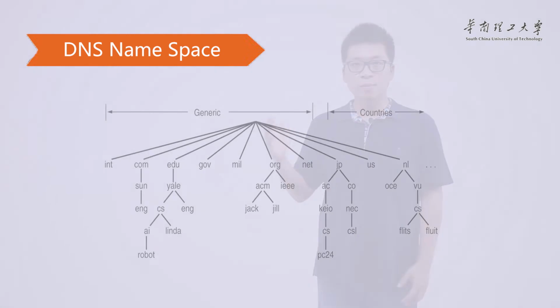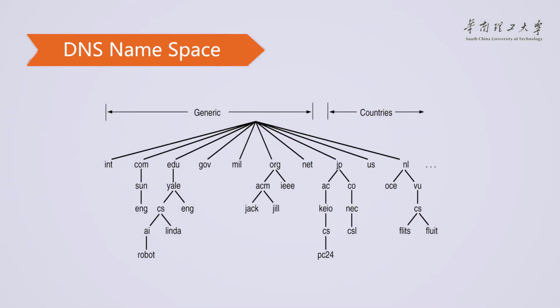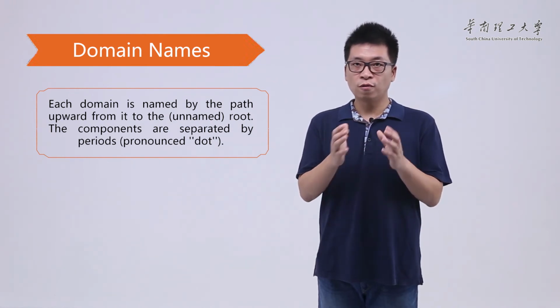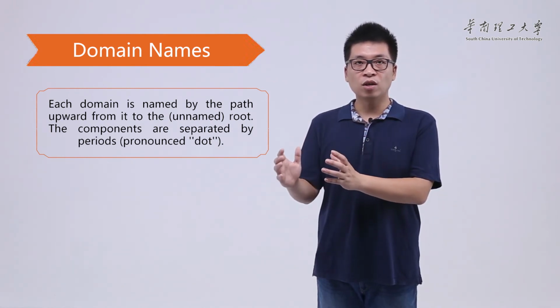This diagram displays examples of some of the domain space. On the left, it lists some generic domain names. On the right, some country domains are listed. Both sides demonstrate the feature of hierarchy we explained previously. Each domain is named by the path upward from it to the unnamed root.